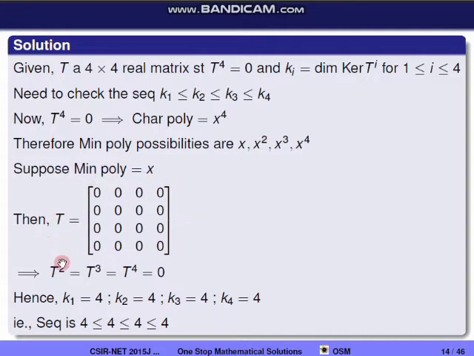So this implies T square, T cube, T power 4 is equal to 0. We know dimension of kernel T is the number of 0 rows in T. So K1 is equal to 4. Similarly, K2 is equal to number of 0 rows in T square, that is equal to 4. K3 is the number of 0 rows in T cube, that is equal to 4. K4 is the number of 0 rows in T power 4, so that is also equal to 4. So here we get the sequence as 4 less than or equal to 4 less than or equal to 4 less than or equal to 4.